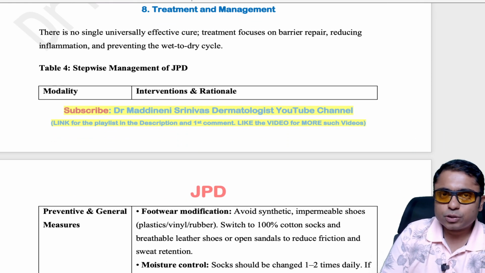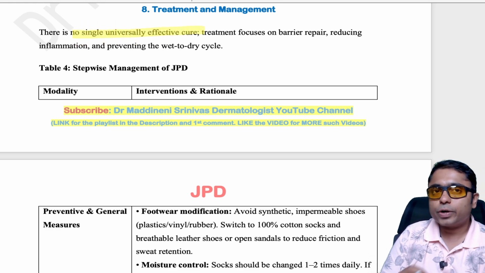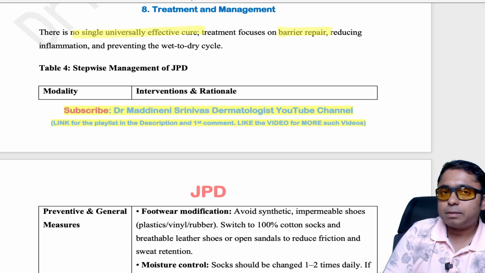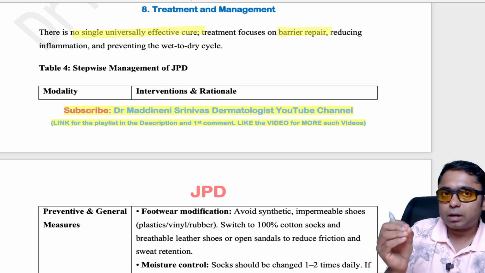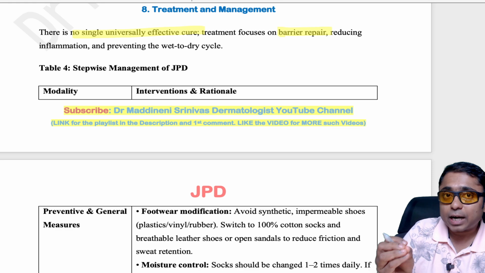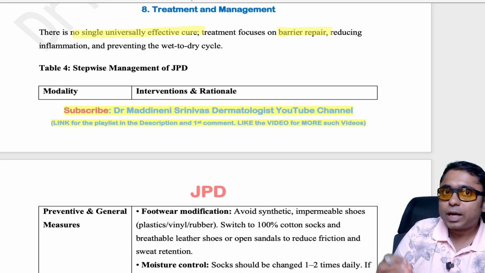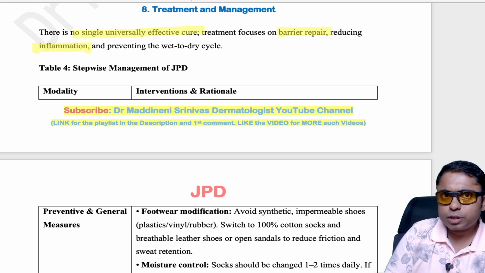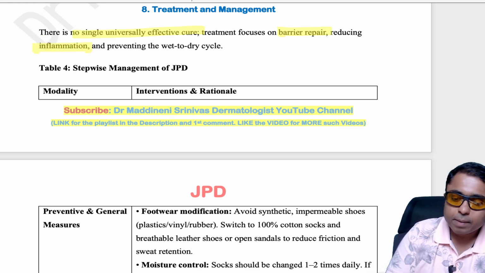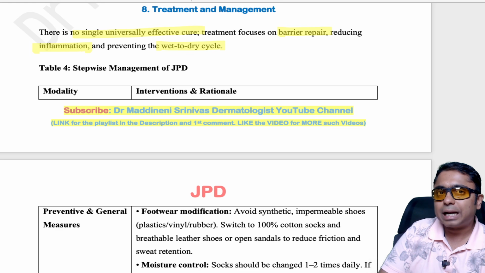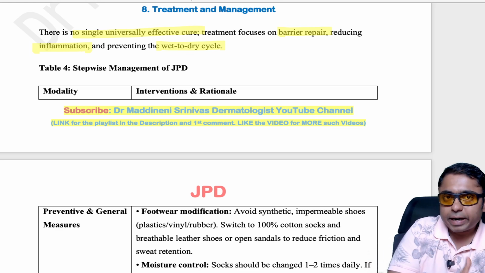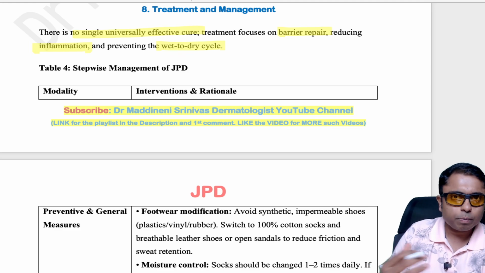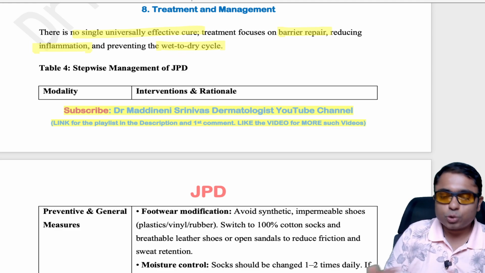Coming to treatment, actually there is no single effective cure. We should manage the patients, okay? That is, we should ask the patient to keep the skin well moist with keratolytics, which is going to take care of the skin barrier so that it is repaired, and also we should reduce the inflammation if at all the skin is inflamed, and we have to prevent this wet dry cycle, the wetness which suddenly becomes dry because of the removal of the shoe and socks. That should be prevented slowly, right?